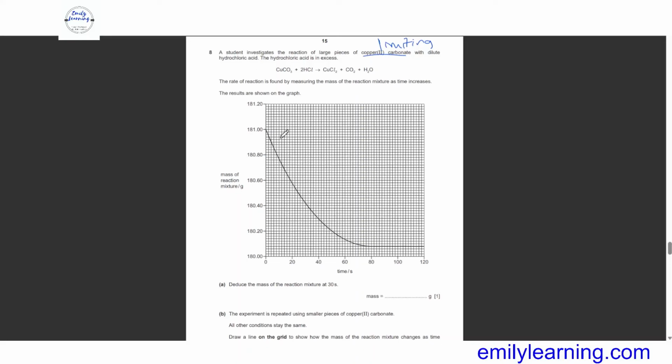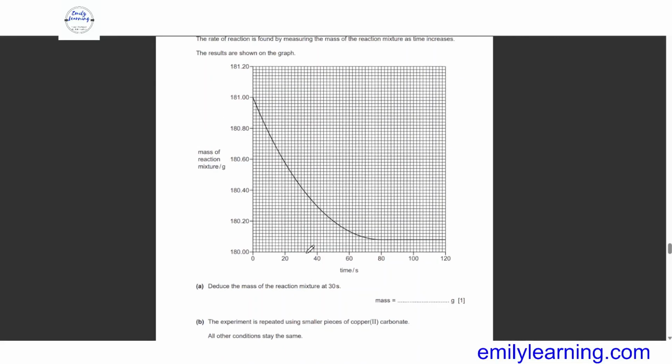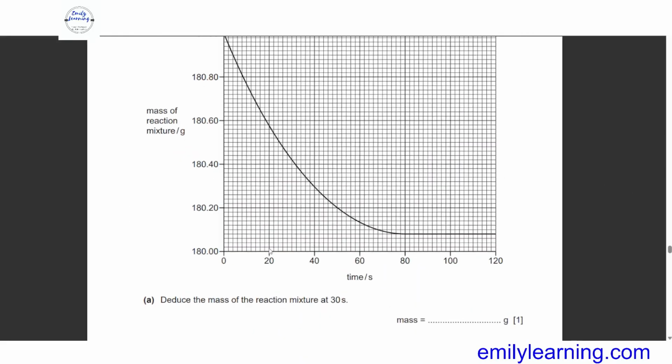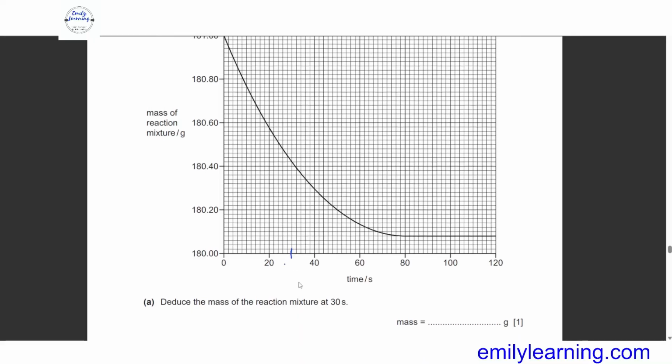So they show this on a graph. Deduce the mass of the reaction mixture at 30 seconds. To do so, you find out where is 30. Let me make this larger. This is 20, this is 40, so 30 is here. So moving up, I know that it is somewhere here.